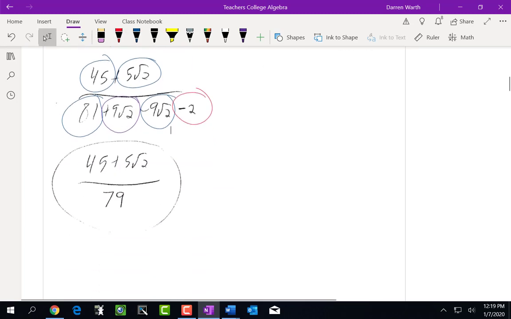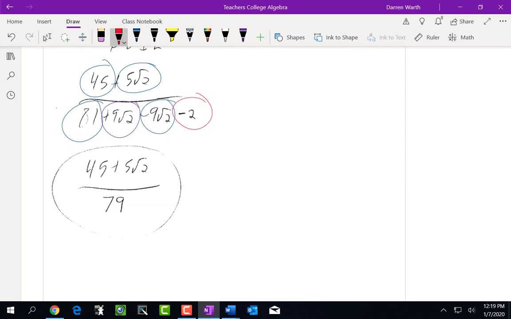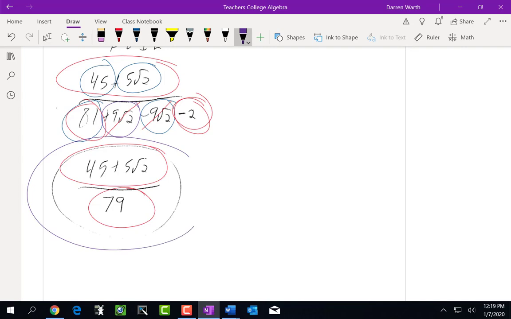So now that I've FOILed that out and rationalized it, I'm going to go ahead and simplify this down. Notice nothing in the numerator simplifies, so I just got 45 plus 5 square root of 2. And in my denominator, my 9 square root of 2 and my negative 9 square root of 2 cancel out. I just take 81 minus 2 and I get 79. And so that's going to be my answer. My answer is going to be 45 plus 5 square root of 2 all over 79.